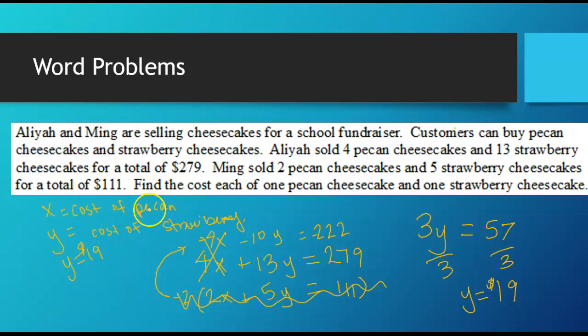For the cost of a pecan cheesecake, we're going to have to go ahead and plug our $19 back into one of our equations. Doesn't matter which one. I'm going to use this bottom one that I crossed out. So 2x plus 5 times 19 equals 111. 5 times 19 is equal to 95. So this would be 2x plus 95 equals 111. Subtract the 95 from both sides. 2x equals 16. Divide both sides by 2. And the cost of a pecan cheesecake was $8.